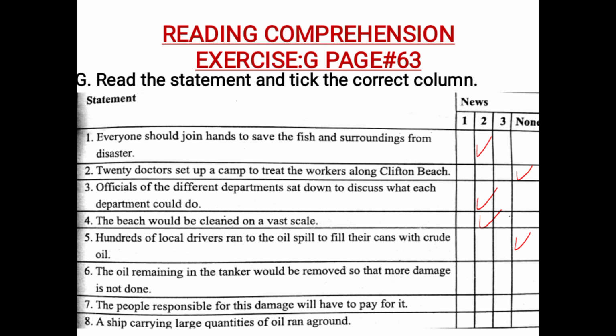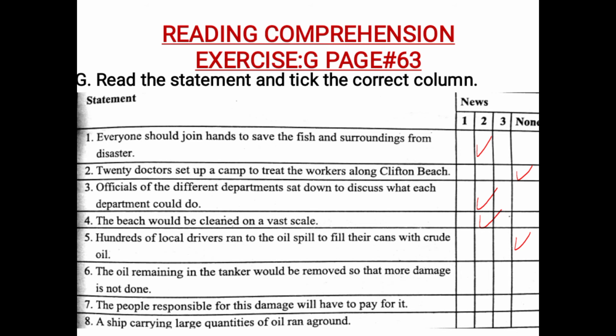In the next exercise, exercise G, page number 63, you have to read the statements and then tick the correct column. There are some statements and the columns have been named 1, 2, 3 and none. First you have to read the statement and then write the number of the news in which you found the statement.